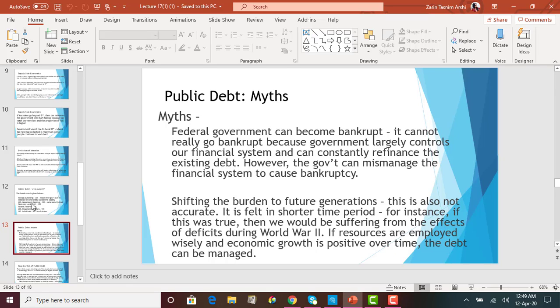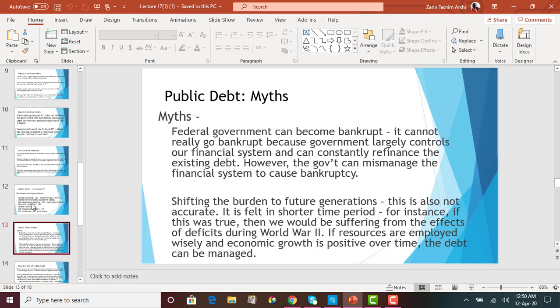Now there are some myths associated with public debt, and we have to understand what those myths are. Okay, so one myth about public debt is that if there's too much public debt and too much budget deficit over the years and the government has a huge public debt, then the government will become bankrupt. That is a myth.